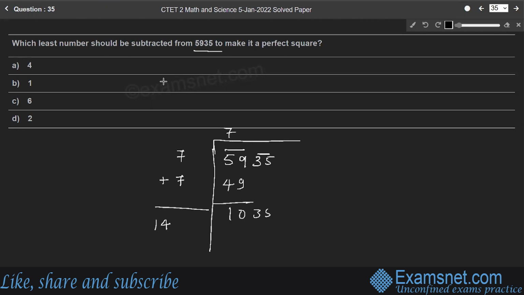So take 35. Then 147 into 7 is 1029. You can check the answer. So the remainder is 6. If we subtract 6 from 5935, we will get 5929, which is the square of the number 77. Therefore, the least number that should be subtracted from 5935 to make it a perfect square is 6.